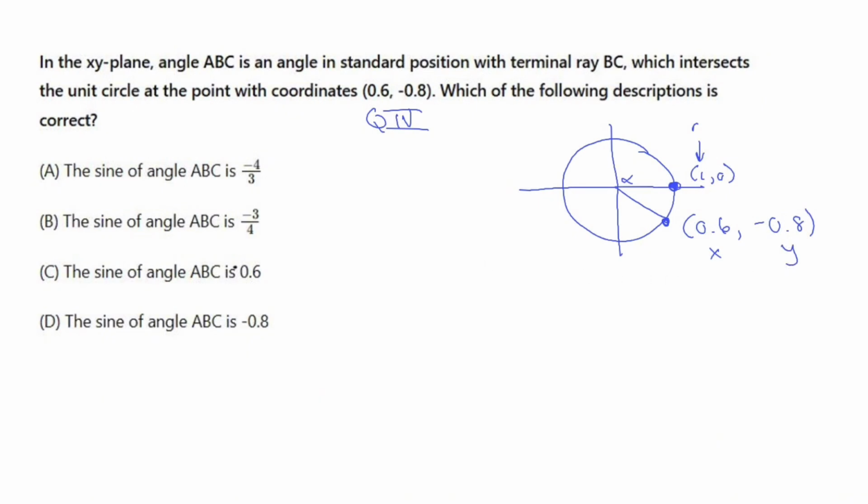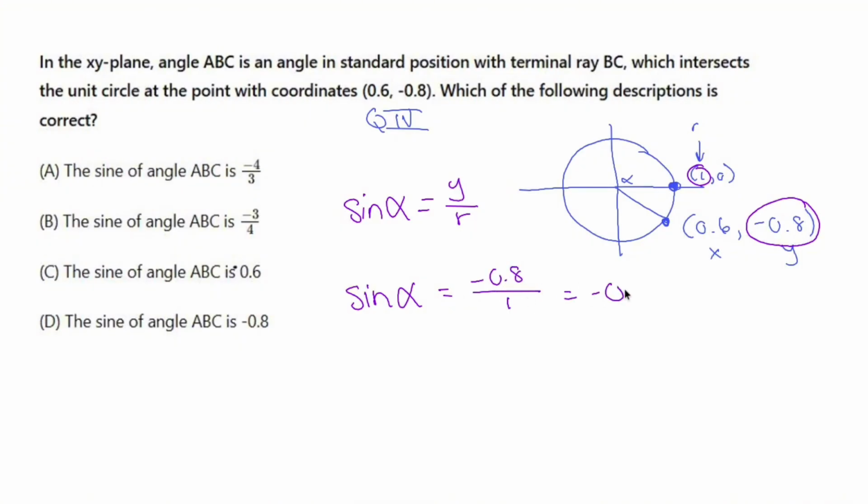Now it's asking us which of the following descriptions is correct. Each of the descriptions is talking about sine. So the sine of an angle is going to be the y value over the r. In this case, my y value is -0.8. My r is 1. So sine of an angle is going to be -0.8 divided by 1, which is -0.8. So the sine of this angle is going to be -0.8. The answer is D.